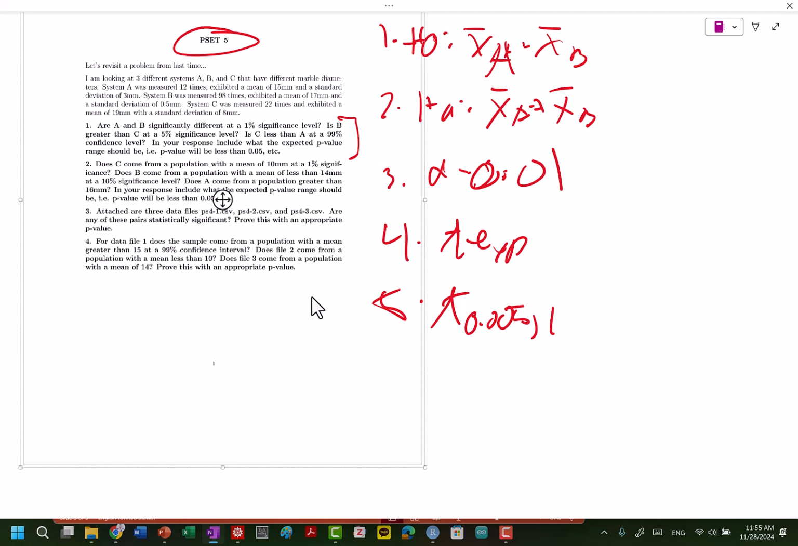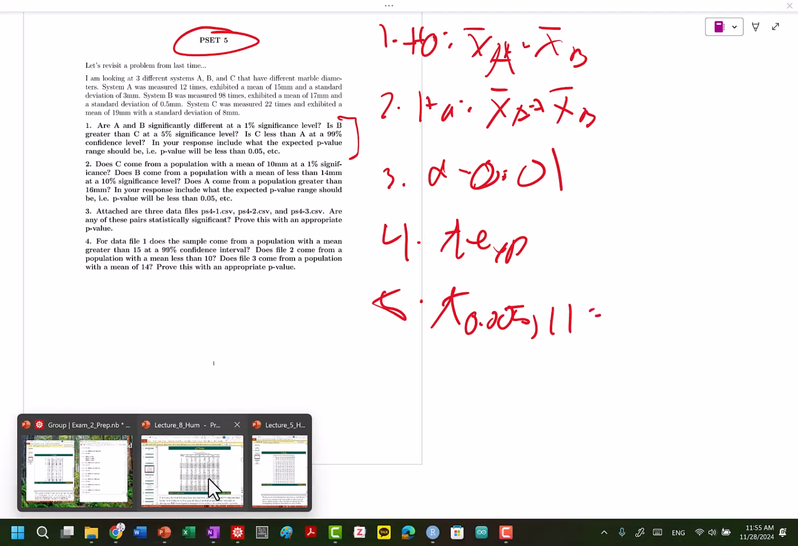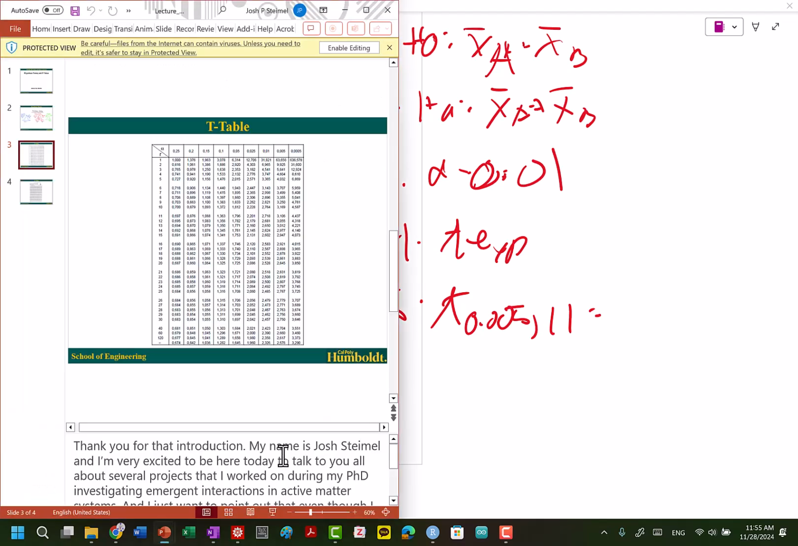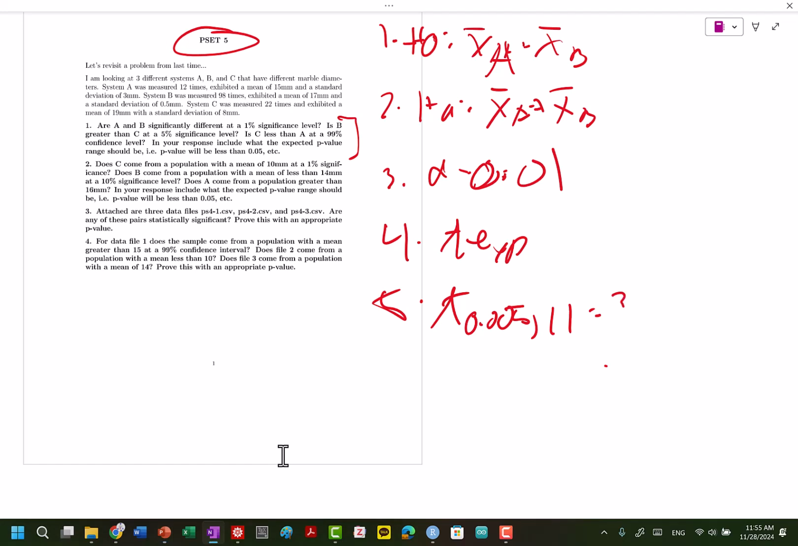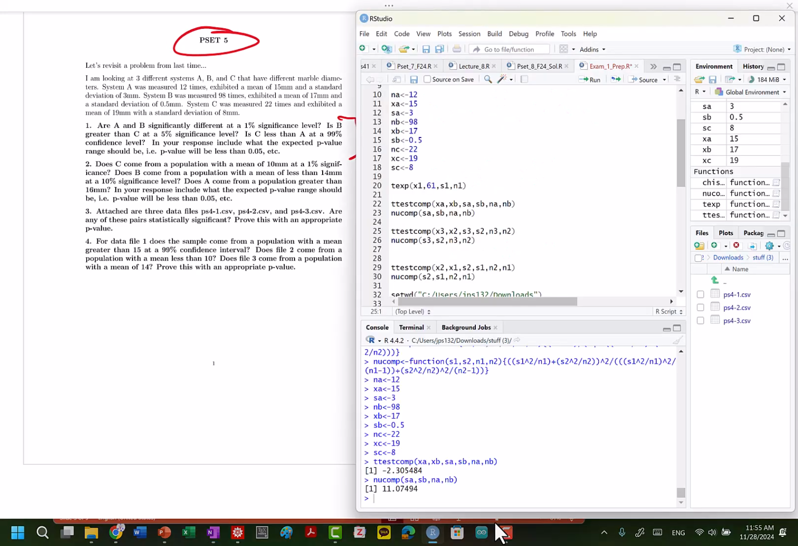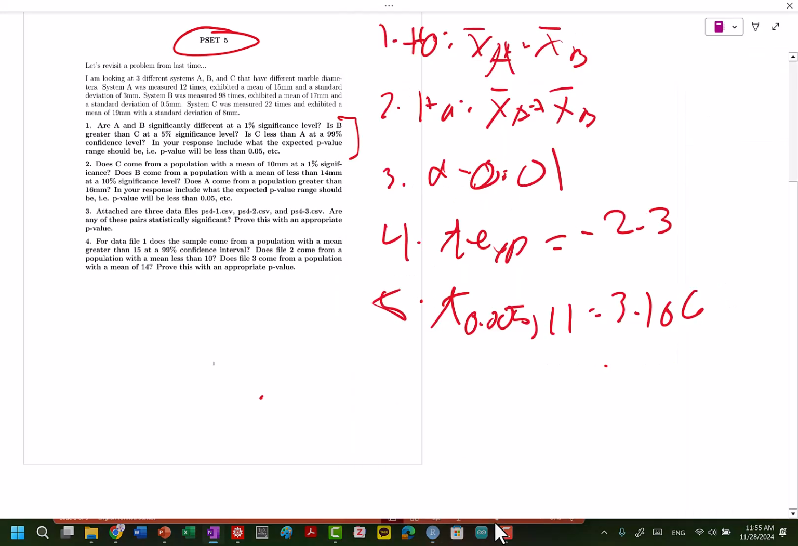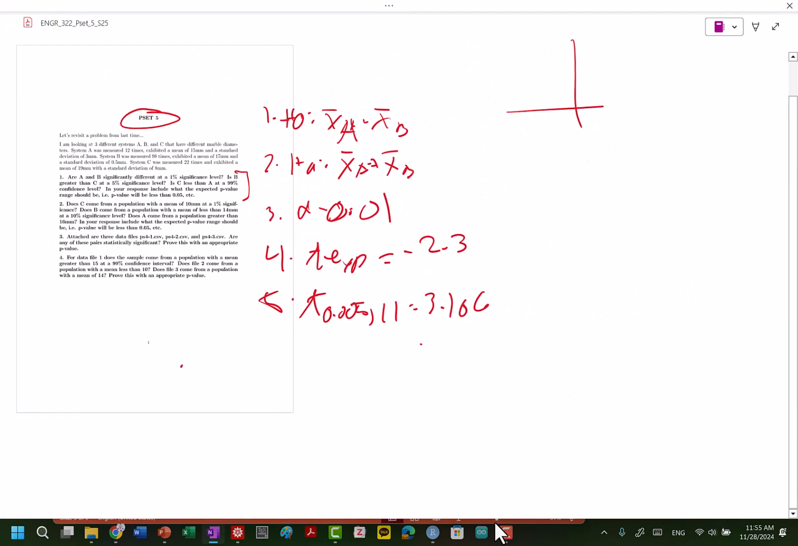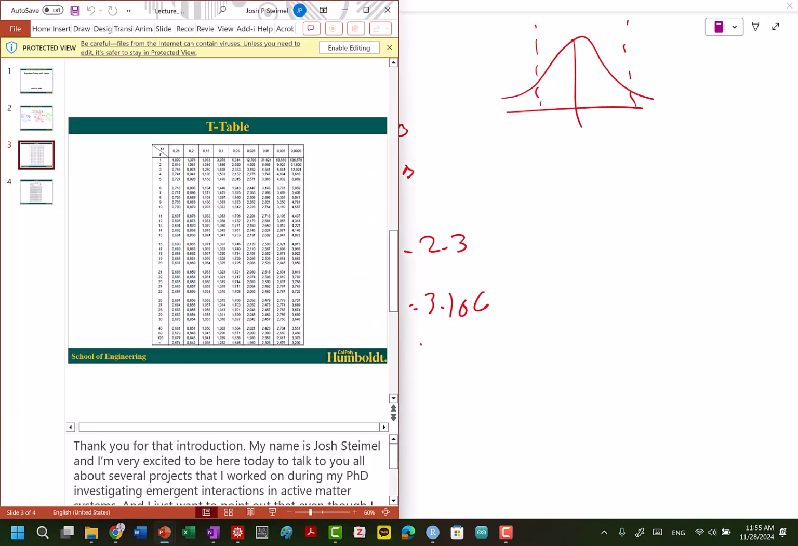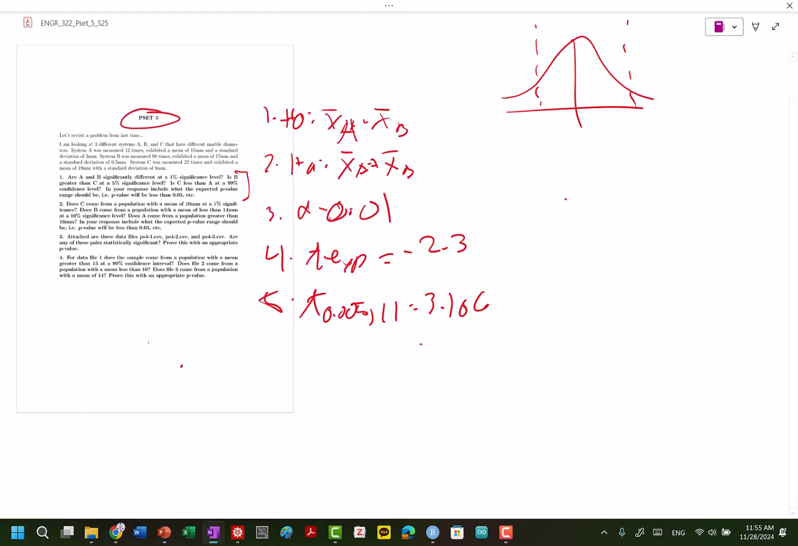So we need to look up this value. Let's look up T.005, 11, that's going to give us 3.106. T experimental, where did we see it? I think it was negative 2.3. When we're looking at our two-tailed test, because that's what it is, are they significant? Our bounds here are plus minus, and let me make sure I got the right one there. 0.005, 11, 3.106. Excellent. Plus 3.106, minus 3.106.